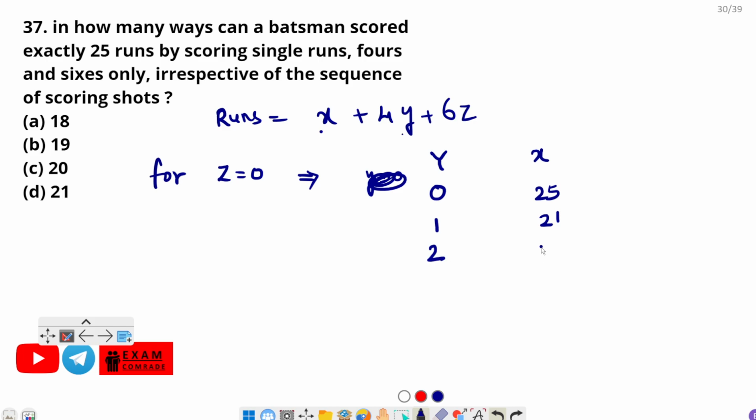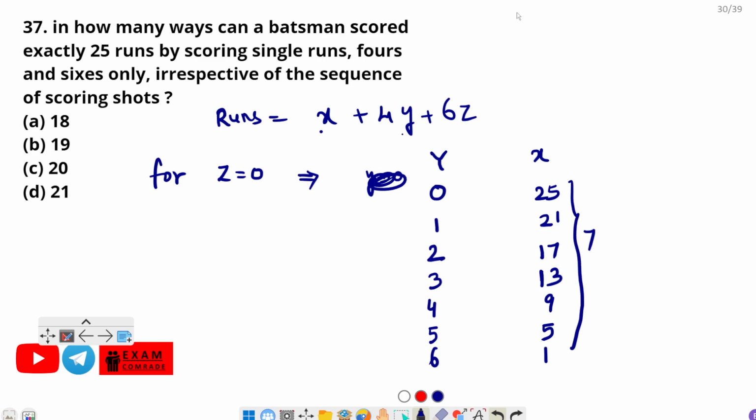2 boundaries 17, 3 boundaries 13, 4 boundaries 9, 5 boundaries 5, 6 boundaries 1. So there are 7 possible ways for z is equal to 0.